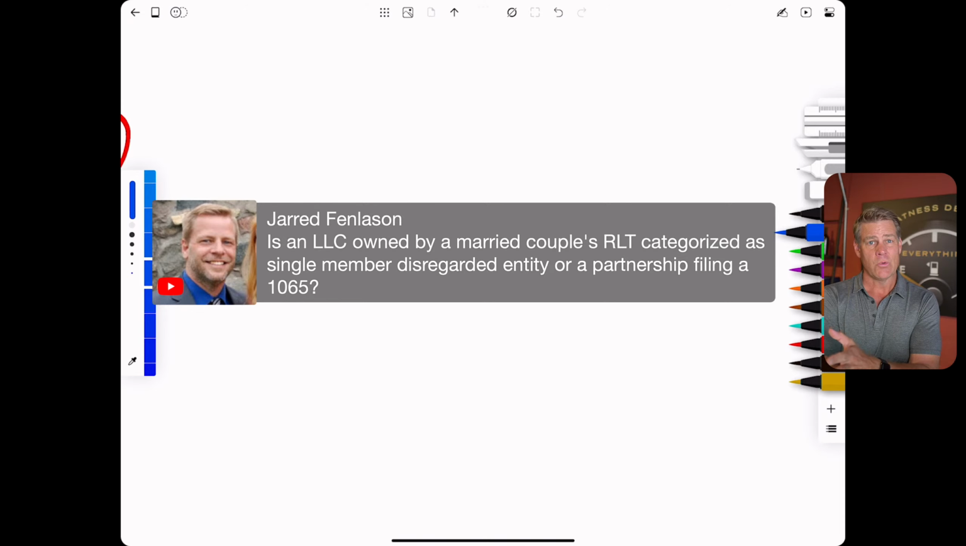However, if you issued the interest to the trust in such a way that it was held by one spouse as the trustee, so it said Jared is trustee of the Fennelson Living Trust, and your wife's name was left off, then it can be disregarded. You see how confusing this stuff is? Who writes all these laws? Must be attorneys. Gosh, scammers.